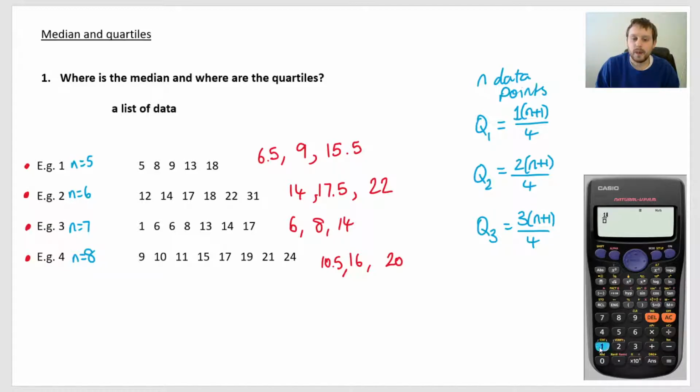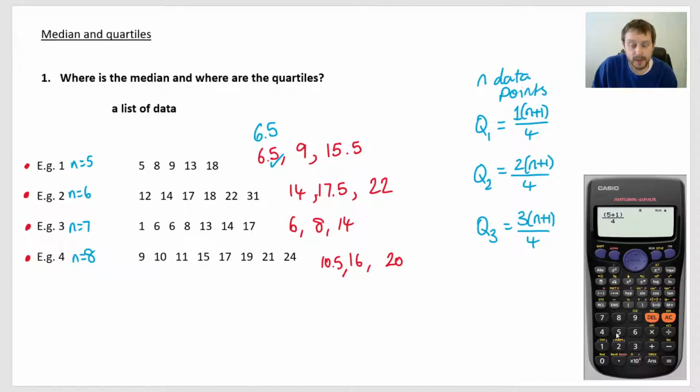So let's do the first quartile for example 1. So it's the first quartile, so I put a 1 there. Obviously, I know that you don't really need to put the 1 there. I'm just putting it there for emphasis, basically. And then it's 5 numbers, so n is 5, so it's 5 plus 1 goes in the brackets there. And then I'm quartering that. So this is between 1 and 2, so it's halfway between the first and the second number. So halfway between the first and the second number is halfway between 5 and 8, which is 6.5. So we agree with that, which is good.